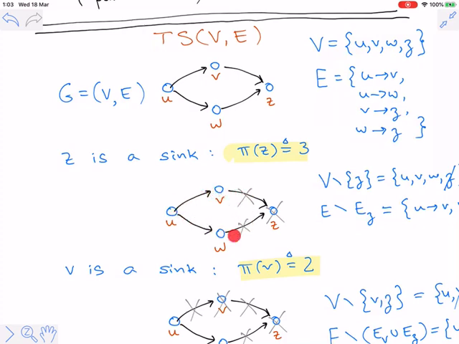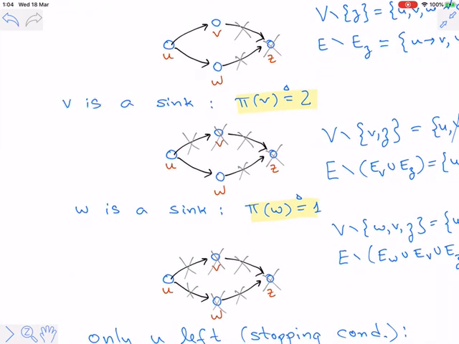We're left now with 3 nodes and 2 edges. We apply the algorithm recursively to the remaining graph. Now we have 2 sinks. We can choose either one of them. We chose v, and we give v an index. Pi of v equals 2. Why 2? Because we have here 3 nodes. We subtract 1, we get 2. Okay, very good. Having chosen the sink, we erase it and all the edges which enter the sink v, and we're left now with 2 vertices.